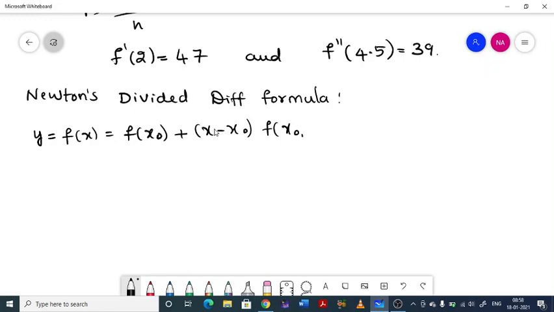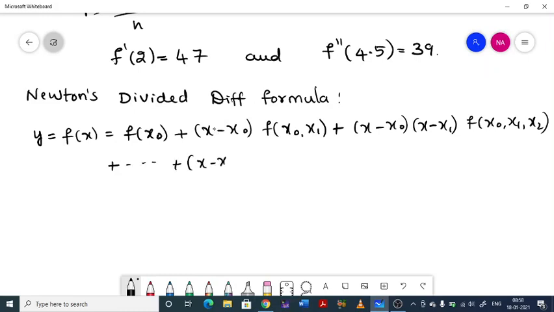f of x naught comma x1. Next, x minus x naught into x minus x1 into f of x naught comma x1 comma x2, plus and so on, plus x minus x naught into x minus x1 and so on, x minus xn minus 1 into f of x naught comma x1 comma x2 and so on xn.